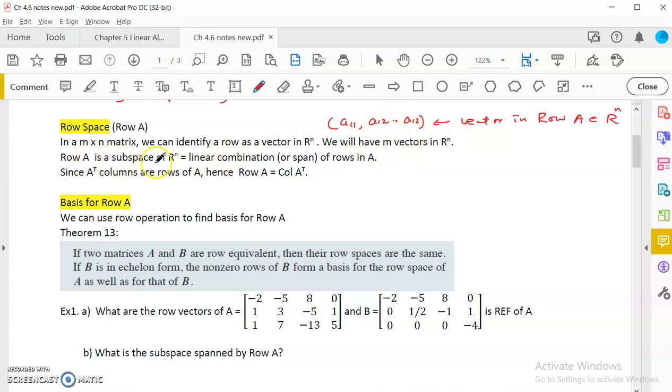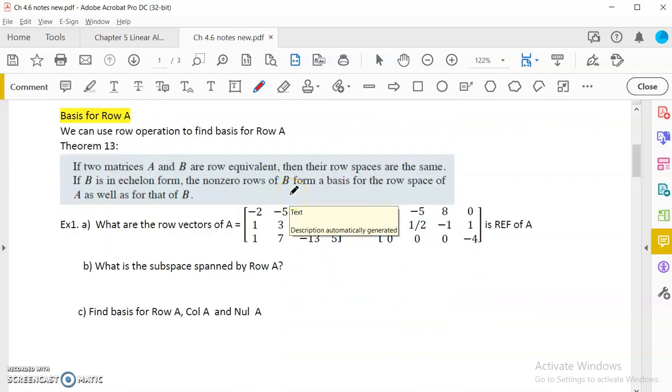So our row space is a subspace of Rn because it's the linear combinations of the rows in A. In A transpose, the rows become columns. So the column space of A transpose is actually the row space. They are subspaces of Rn. So anytime we have a vector space or a subspace, we want to find the basis and figure out what the dimension is, right?